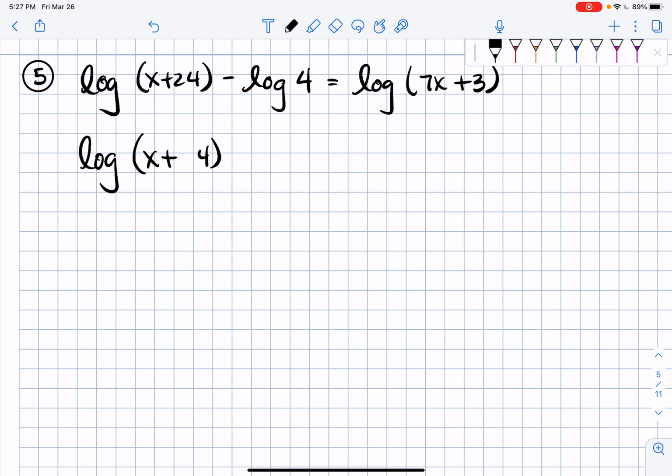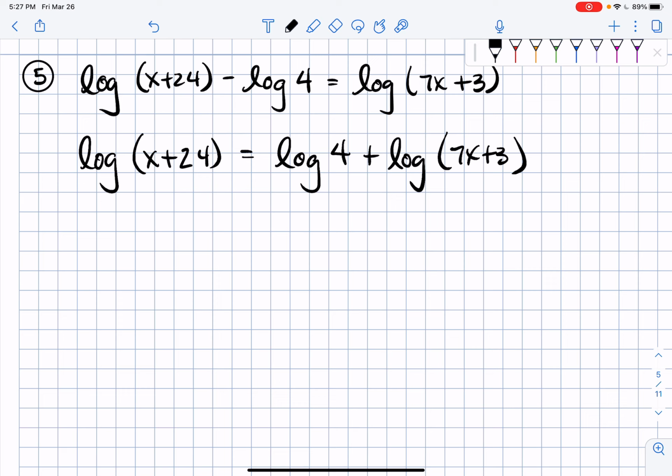Didn't like that 20 for the 24. So that's going to equal to log of 4 plus the log of 7x plus 3. Am I right? Because the log of 4, if I move it to the right side, then now it's going to be adding, because I had to add it over to the right side. And the log of 7x plus 3 is already positive because there's no sign in front of it, so it must be positive. Now, because the right side is adding, guess what?